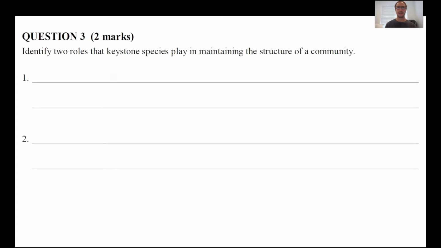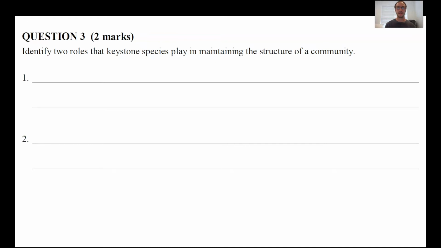This is again taken from the QCAA stimulus, and it says: identify 2 roles that keystone species play in maintaining the structure of a community. So think back to the definition of what makes a keystone species and that should help you answer this question.